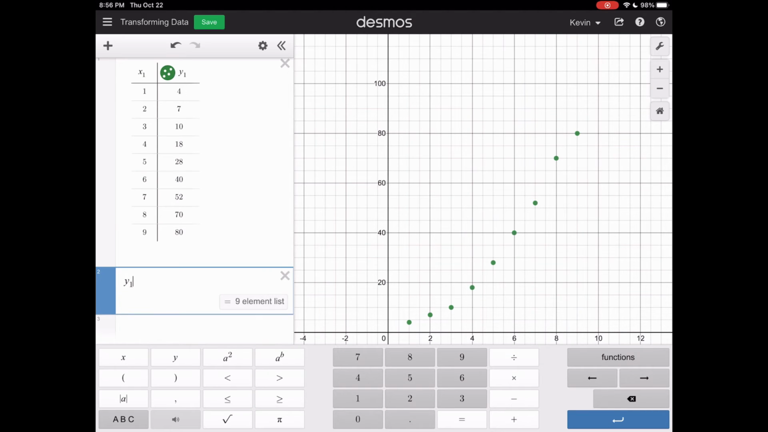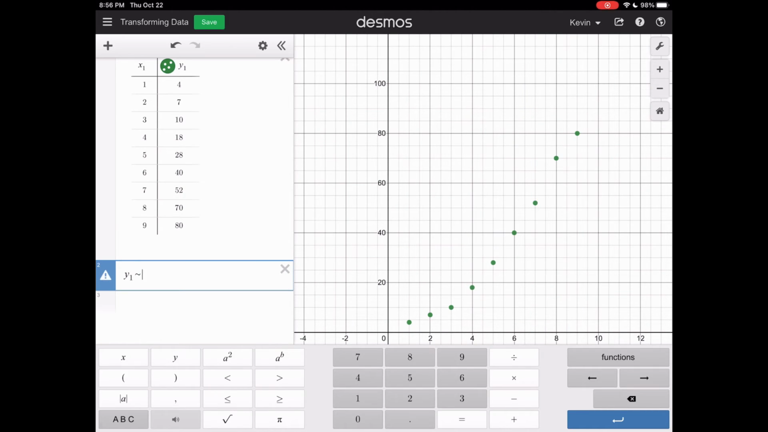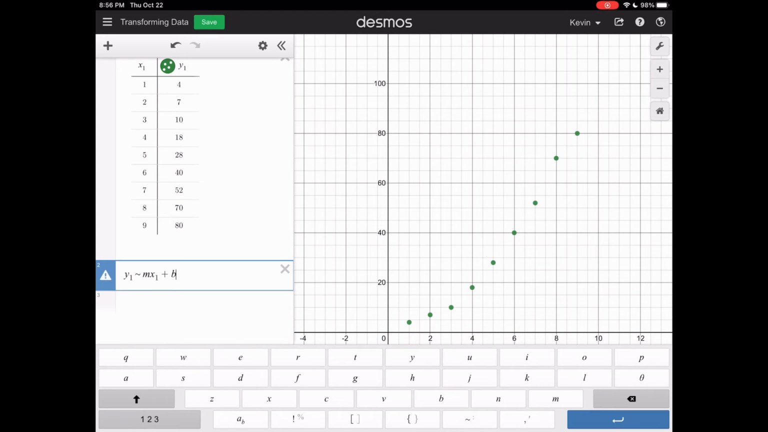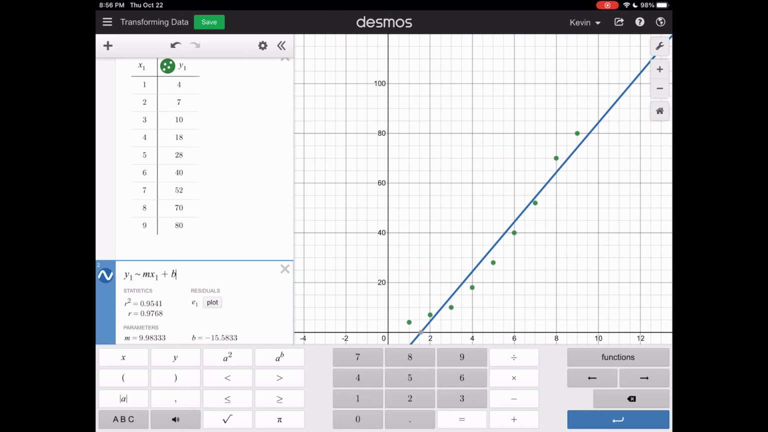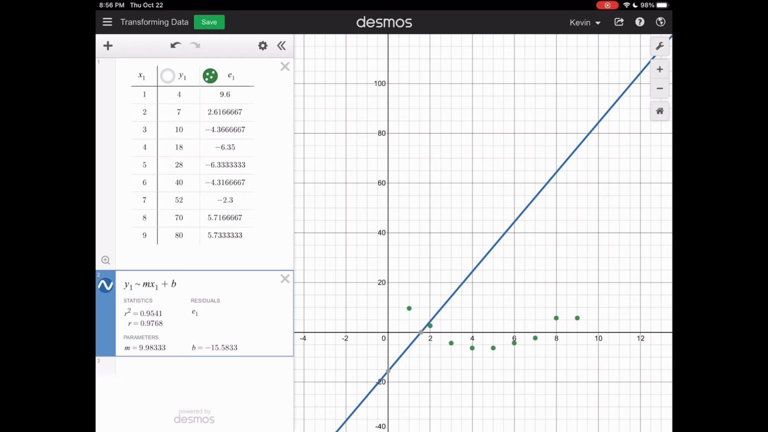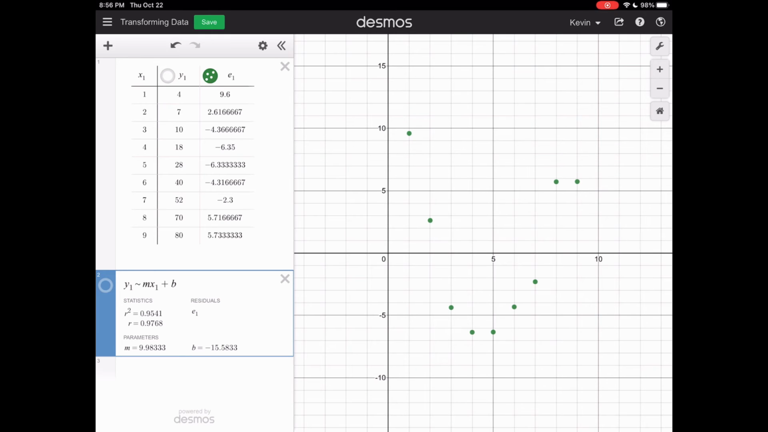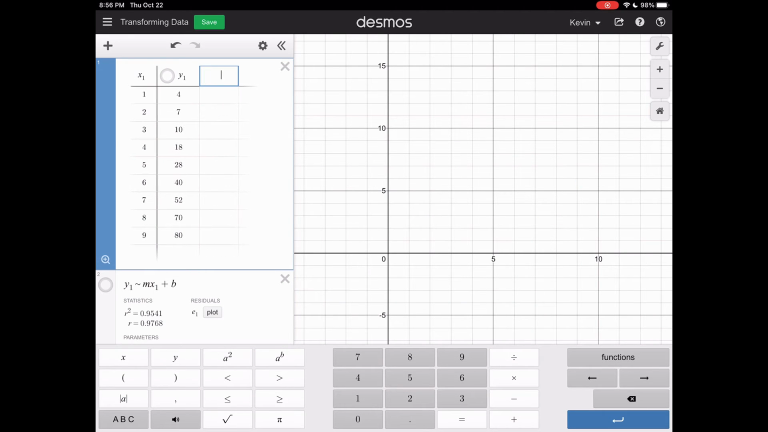But overall, if I try and create my regression here, you'll see very quickly that it's not the best. So there's my line. And if I plot these residuals and I take off the line for a second, that's a pretty clear pattern in my residual plot. So the first thing I'm going to do here is get rid of this, and I'm going to set up my iPad here so I can type a little bit.